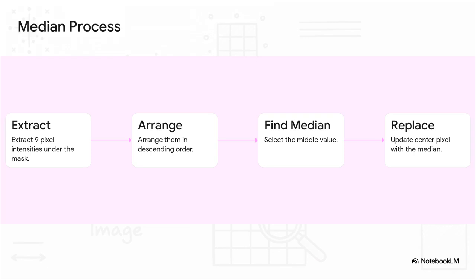Step 1, we place our 3x3 mask down and extract the intensity numbers of all 9 pixels. Step 2, we sort those 9 numbers into a strict line. Highest to lowest or lowest to highest, it doesn't matter. Step 3, we count exactly to the 5th number in that line to find the exact middle, the median. And step 4, we take that median value and overwrite whatever noisy junk was in the center of our mask.